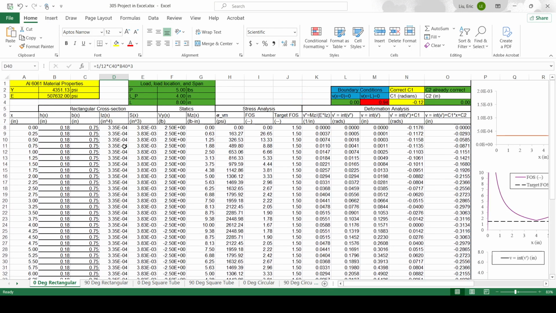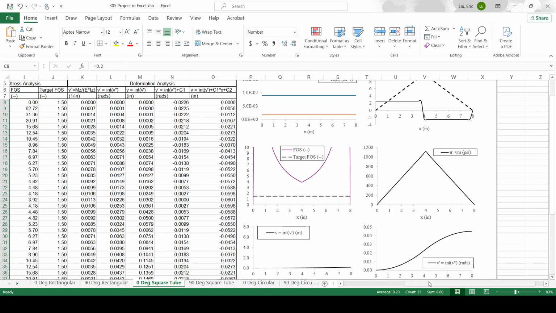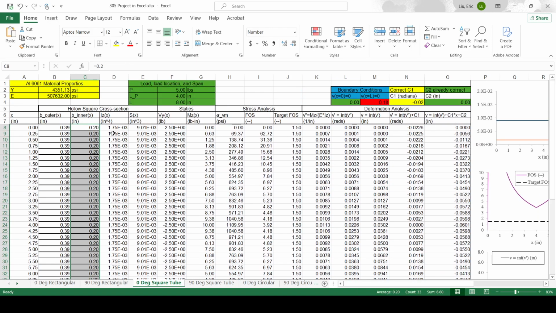And then, so for each variable, or for each different cross-section, they also have light jazz music in the background, good vibes and stuff.